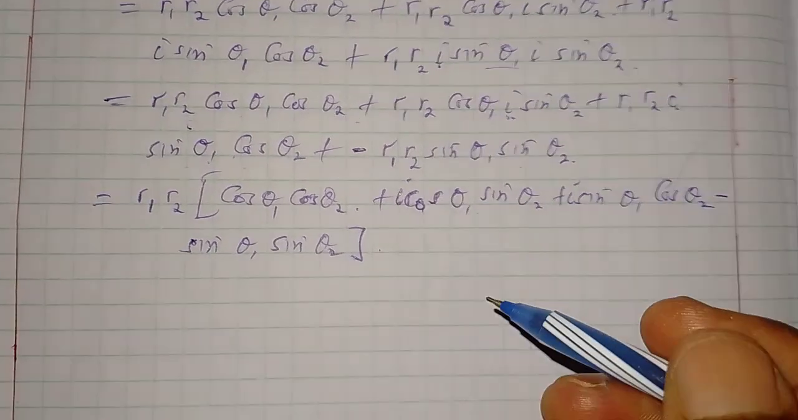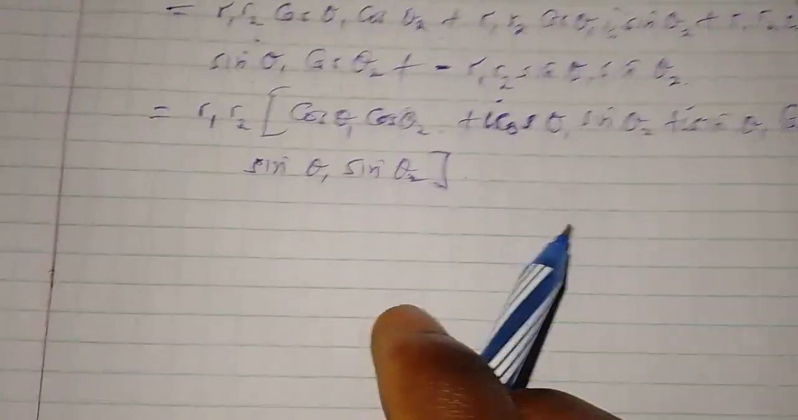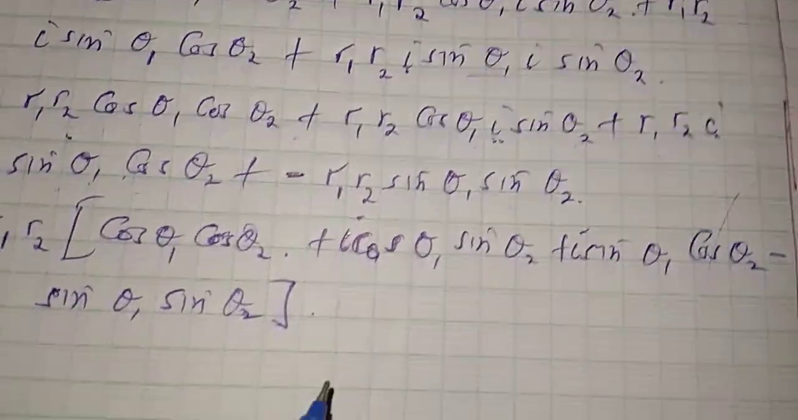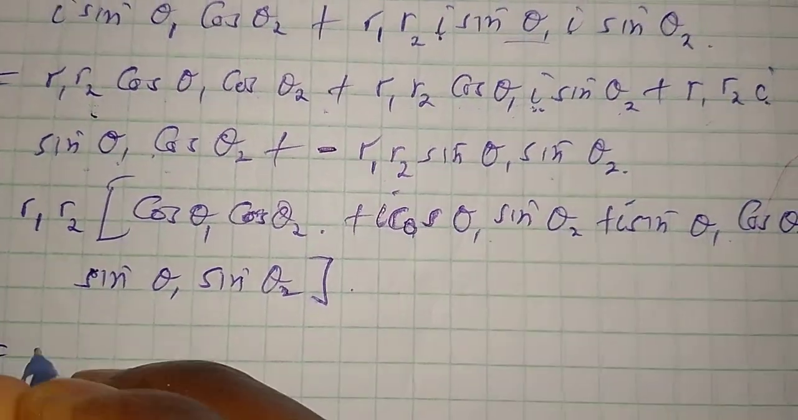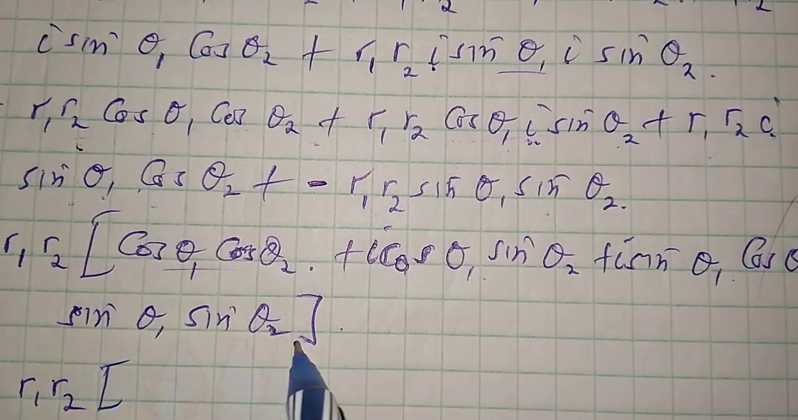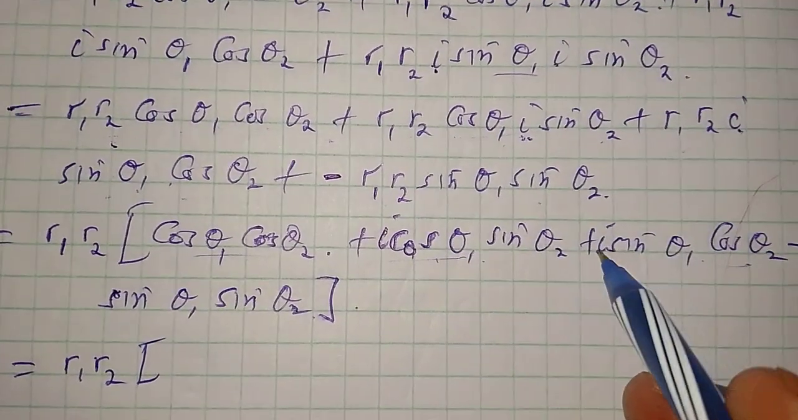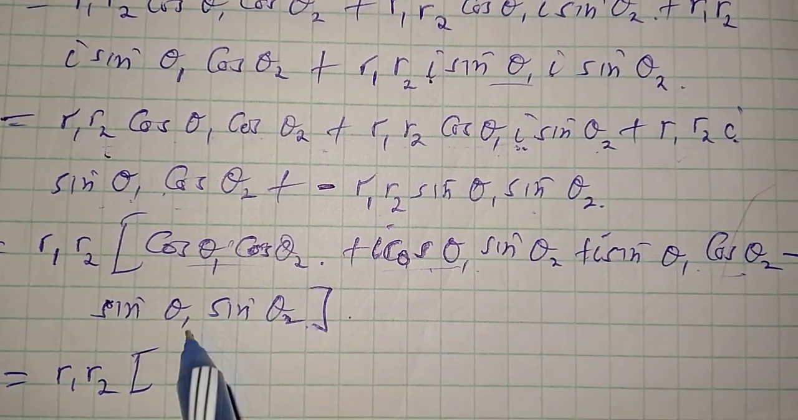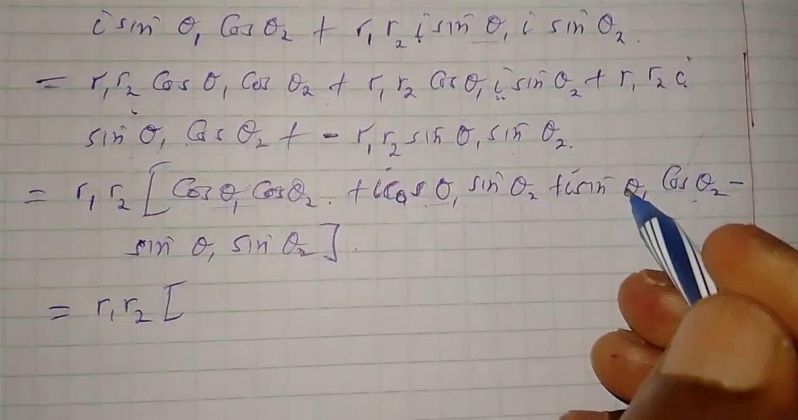So after that, we do what? We separate the real parts and the imaginary parts. The real parts are those parts without an i, and the imaginary parts are those terms with an i in complex analysis. So this becomes r1 r2. These and these are like terms because this and this have an i. Then these two don't have i, so they are like terms.